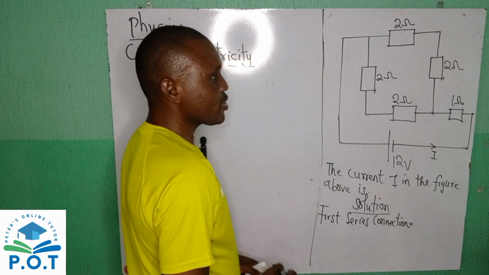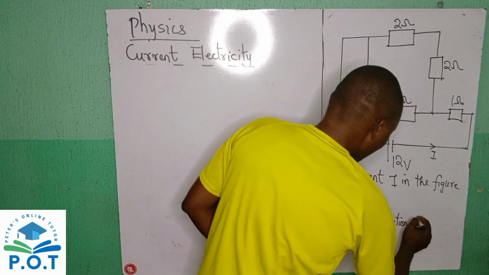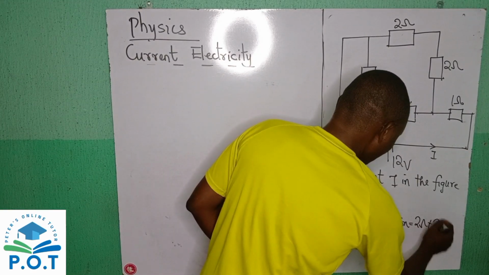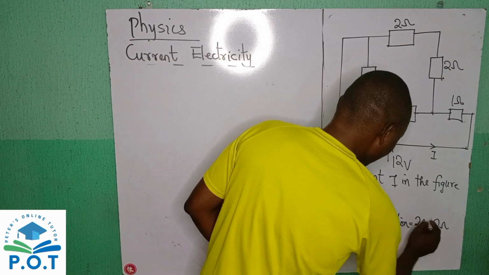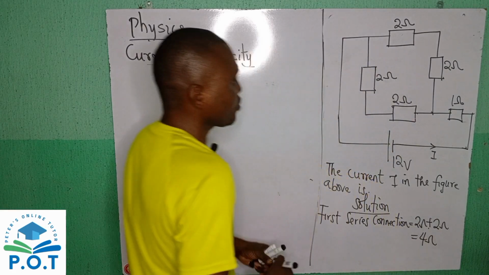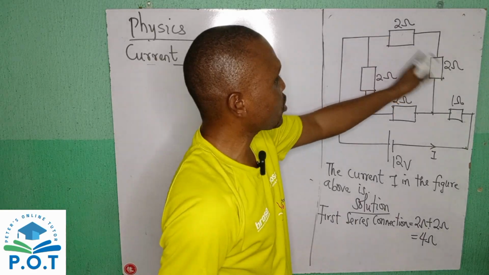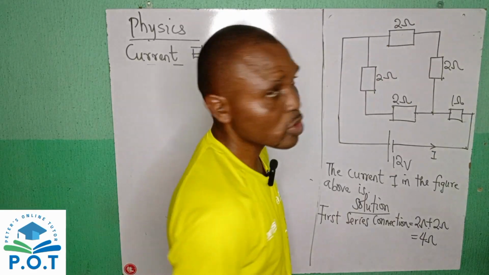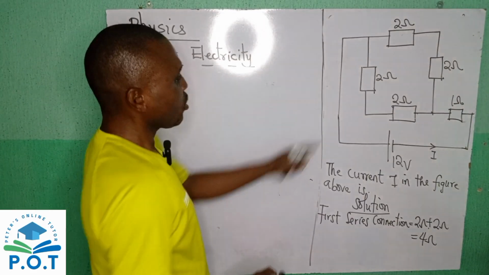So the first series connection, which is this and this, so the 2 ohms plus 2 ohms to give us what? 4 ohms. So these two, when we solve them in series, we're going to be having 4 ohms. Now come back here.